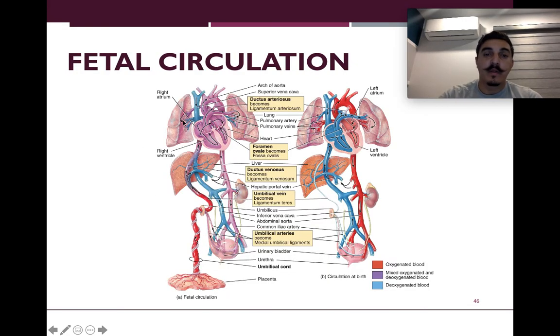Okay. So here on the left we have the fetal circulation. On the right, circulation at birth. It's coming in through here. It's just the blood flow, oxygenated and deoxygenated, both of the blood all in here flowing through the heart, different areas.